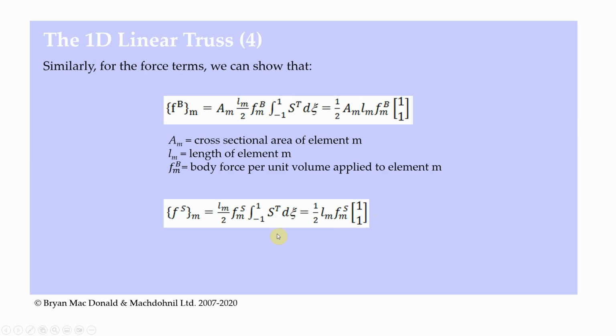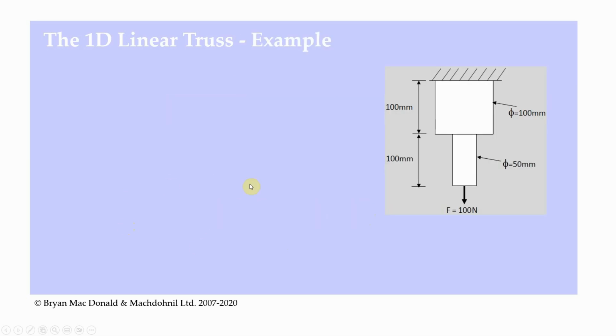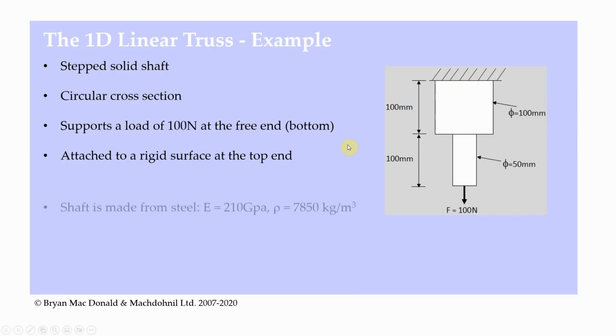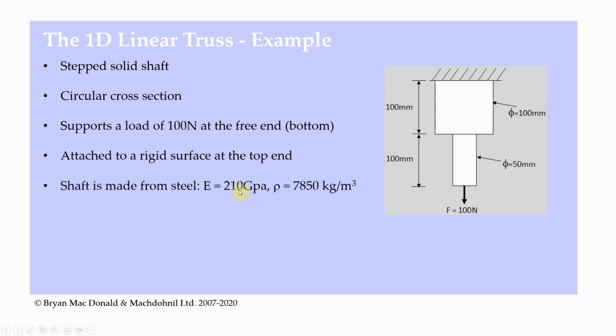As I said, a lot of this stuff is kind of difficult to understand, so the best way I find to understand it is to take a look at a quick example. We're going to look at a very simple example here. We have a stepped solid shaft. It's got a circular cross section, and we're given the diameter of those cross sections. It supports a load of 100 newtons at its free end at the bottom. It's attached to a rigid surface at its top end, so we're going to assume that it can't move up there. The shaft is made from steel, and we're given the material properties.